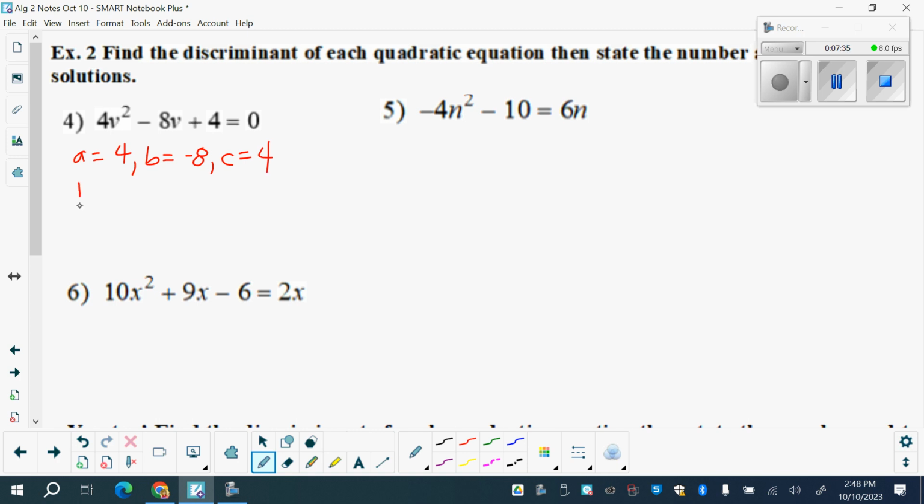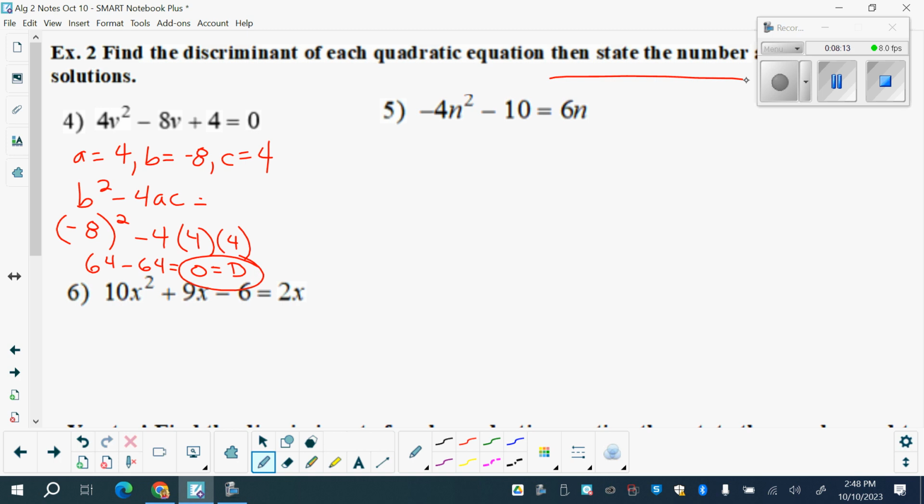So now we're going to substitute it into the B squared minus 4AC. And so we would have a -8. Do I need to put parentheses around the -8 when I square it? Yes, because I need to square the -8. Minus 4 times 4 times 4. So I get 64 minus 64, which is 0. So that's my discriminant. And then this time I need to state the number and type of solutions.